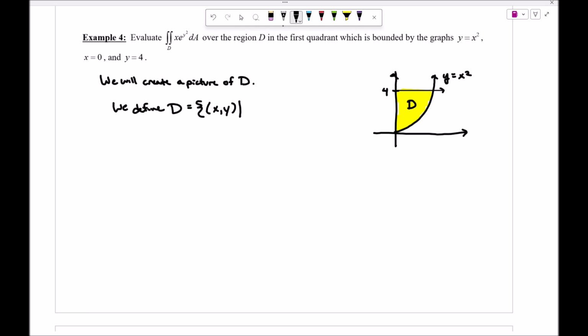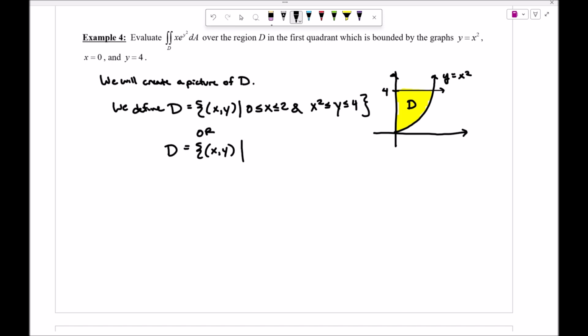For the moment, I'm guessing that maybe most of us saw this as a region with a top and a bottom rather than a left or a right, but I'll go ahead and write both different possible descriptions of D here. So if I'm going to see this as a region with a top bound and a bottom bound, that bottom bound would just be the curve of x squared, and the top would be at 4.